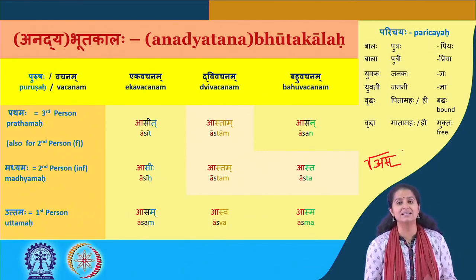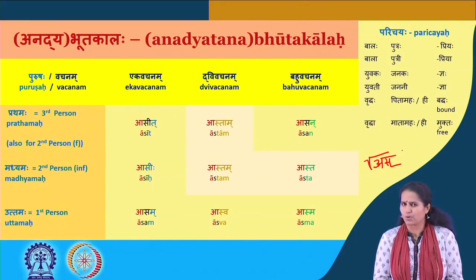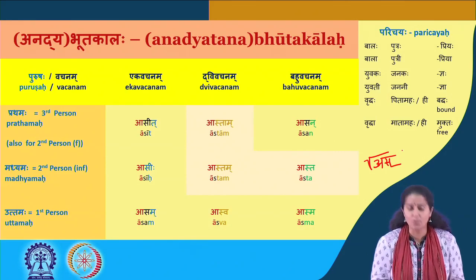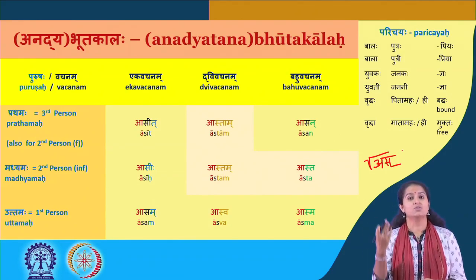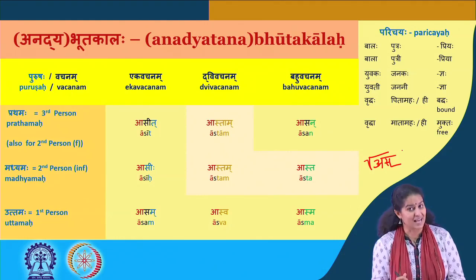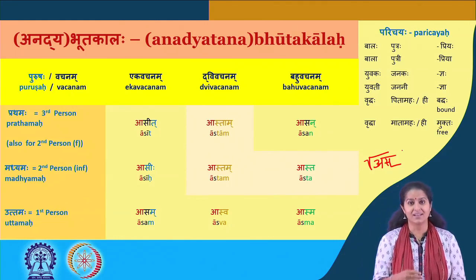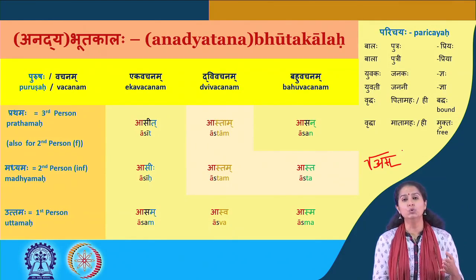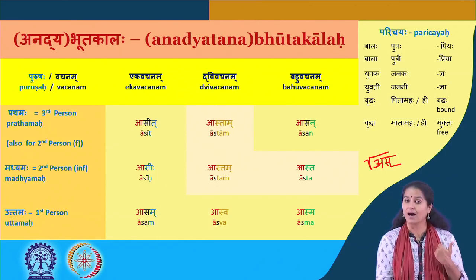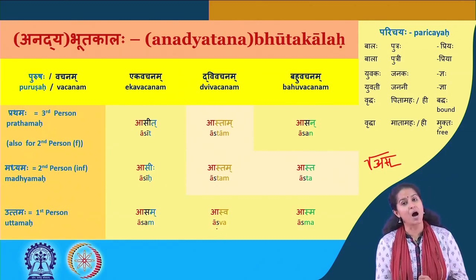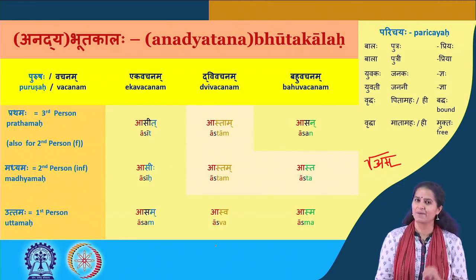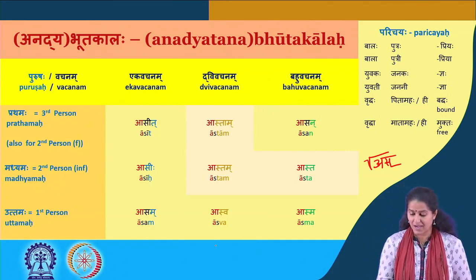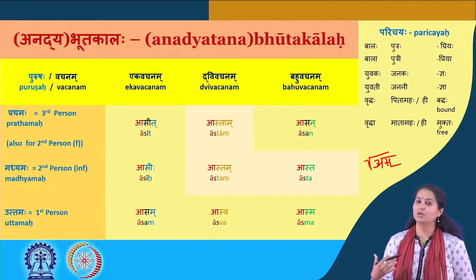As we have already seen, as means to be, and it is a very important verb from the second group. And what happens here? We say: saha asit, tau astam, te asan, tvam asihi, yuvam astam, yuyam asta, aham asam, avam asva, vayam asma. Uttamam.